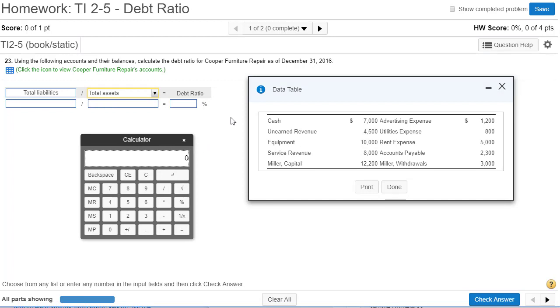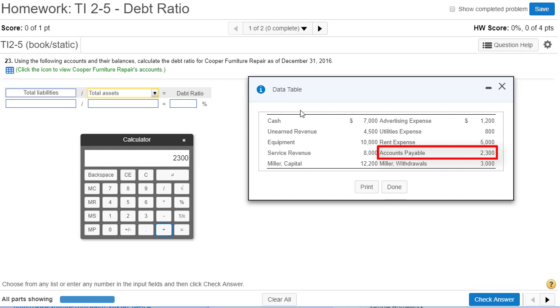So remember, in the previous chapter, we learned that all payables are liabilities. So let's look through here, see if we have any payables. So here's a payable here, accounts payable. So we got $2,300. So I'm going to add that, $2,300 plus, and let's look for any other liabilities. Now notice there are no other payables.